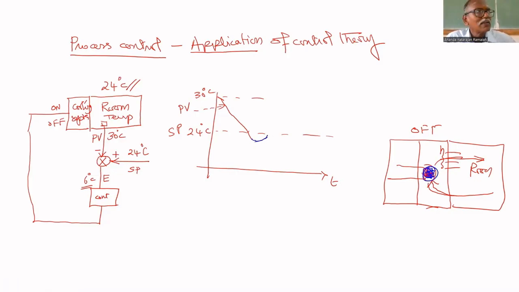Am I correct or not? Whenever it just crosses 24, what will happen again? The cooling system is turned on again. Am I correct or not? Now what can you expect? Is there any further increase in temperature, or does it immediately start decreasing?